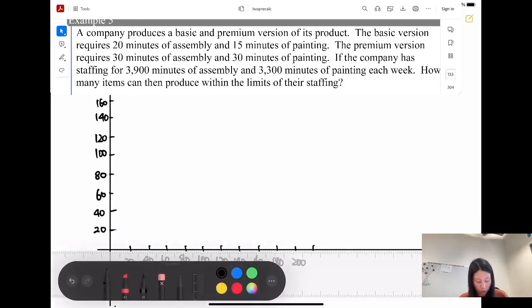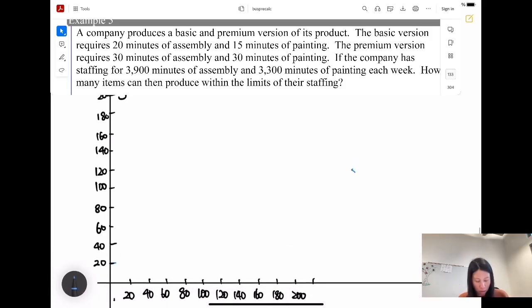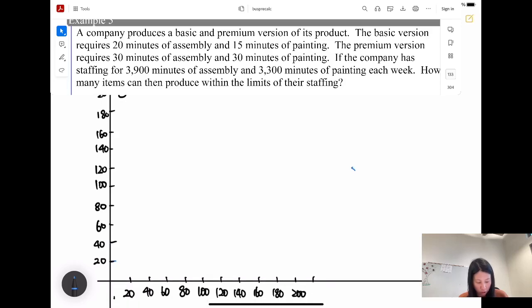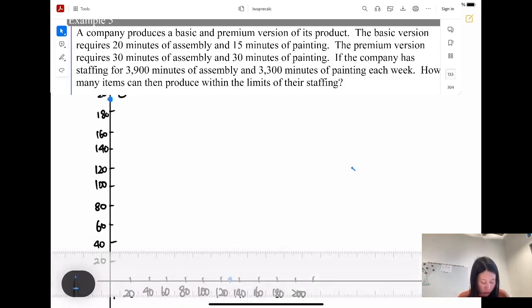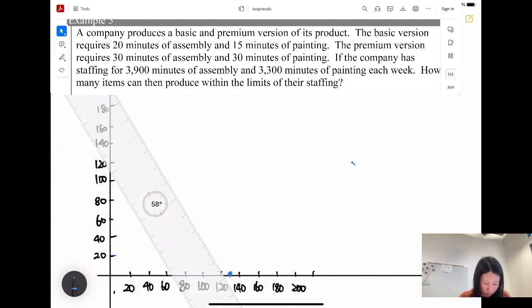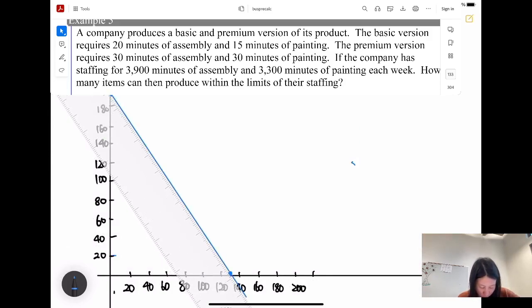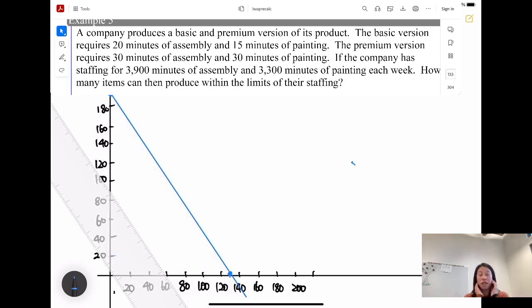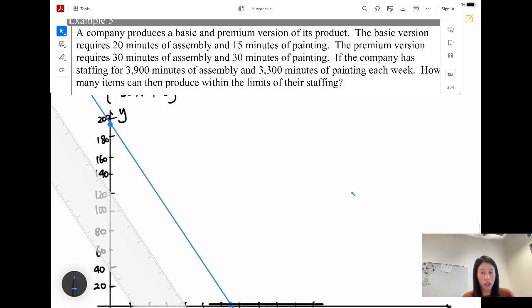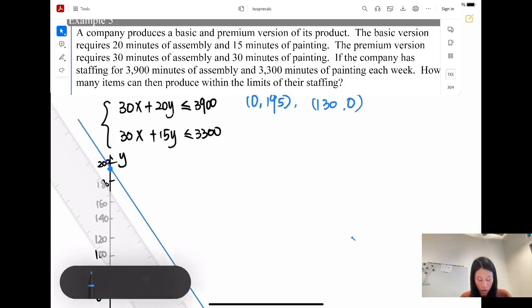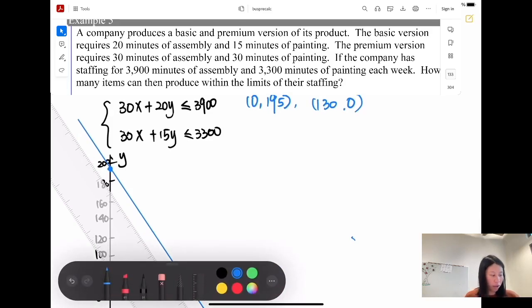Okay, I just enabled everything on the coordinate plane. I have 0, 195, which is here. And then another point should be 130 and 0. Now let's connect these two together. I got this line, a solid one, because there's an equal sign in it. Okay, so for the second one, again, I use the same method.